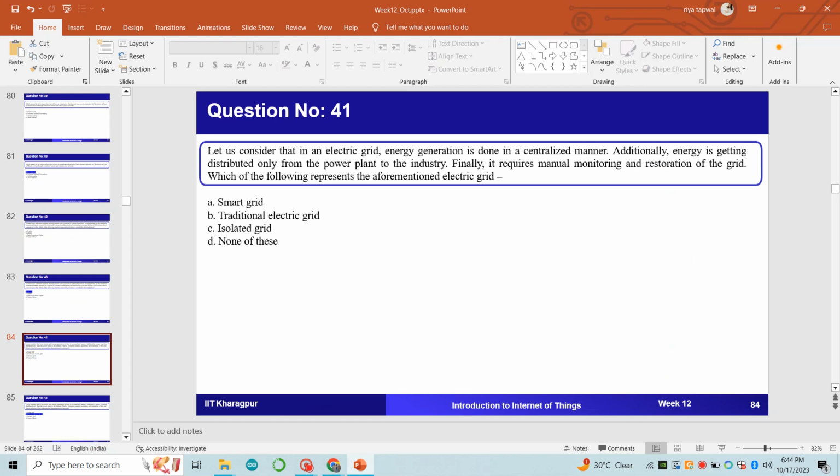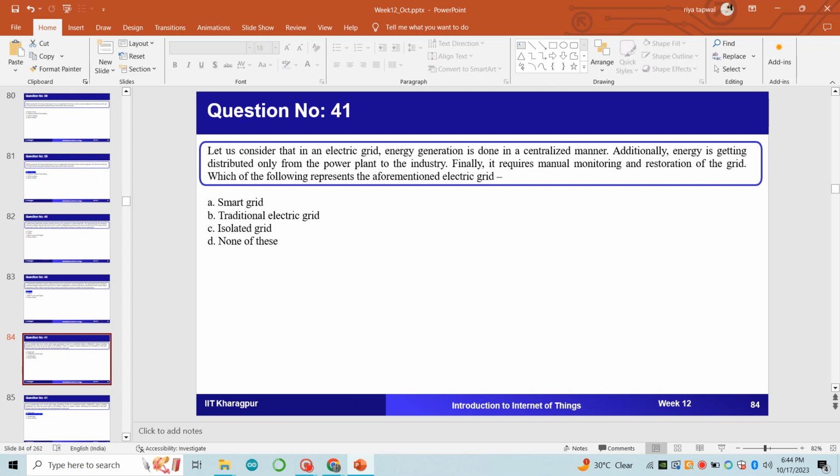Consider that in an electric grid, energy generation is done in a centralized manner. Additionally, energy is distributed only from the power plant to industry. Finally, it requires manual monitoring and restoration of the grid. Which of the following represents the aforementioned electric grid? Options are smart grid, traditional electric grid, isolated grid, none of these.